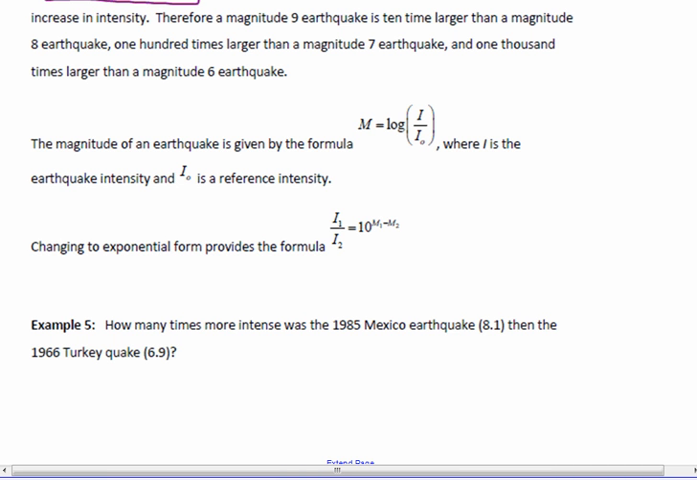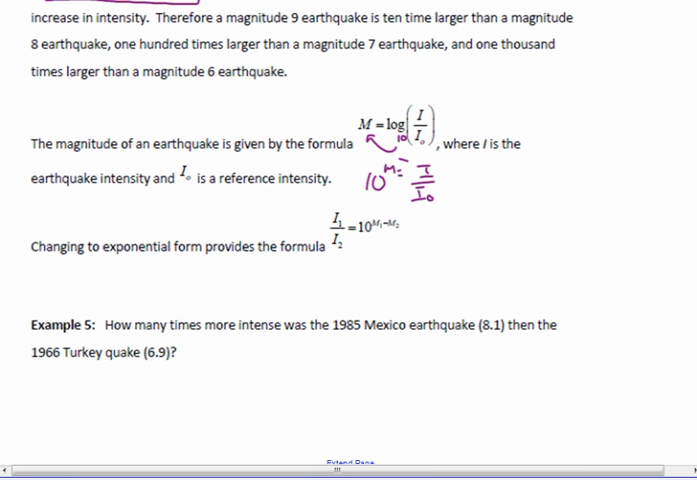What's the base if it's not written? 10. So 10 to the power of, our exponent would be m equals our answer of I over I0. And so from this formula, if I want to actually compare the magnitude of one earthquake to the magnitude of another earthquake.